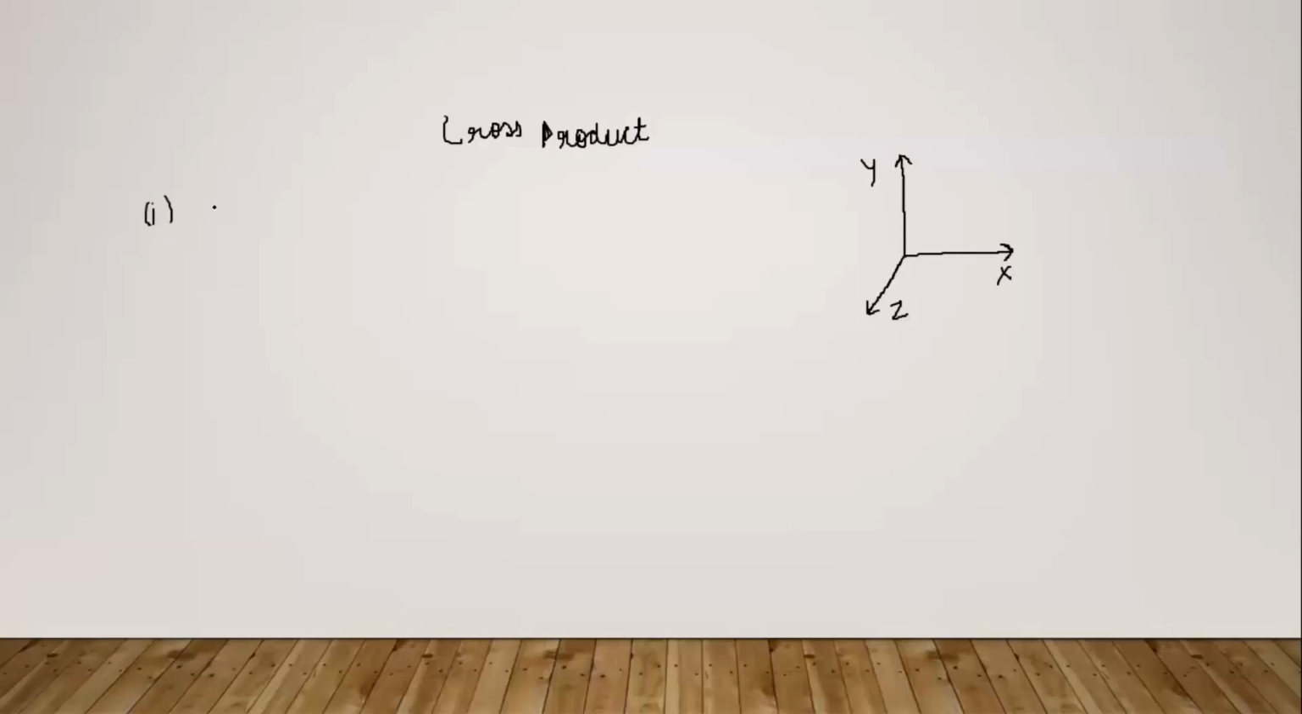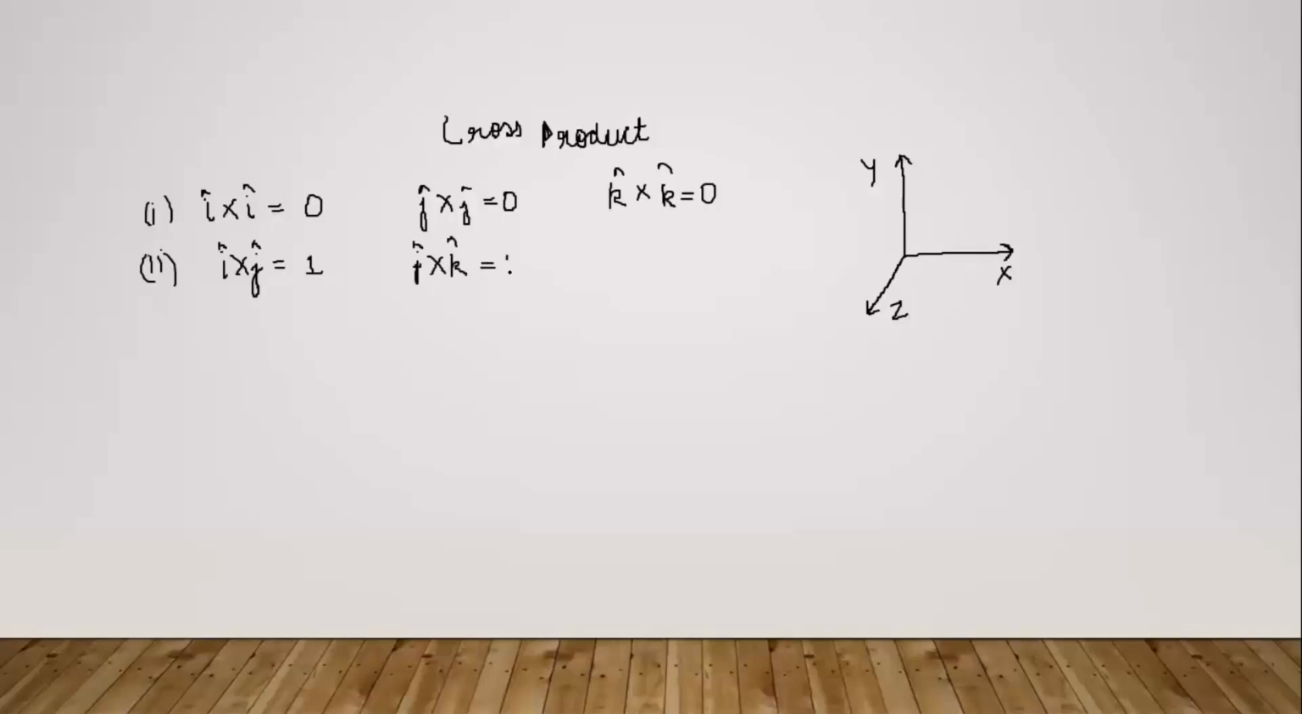So the first rule says that if the unit vectors are i, j and k, then i cross i will always be 0. Similarly, j cross j will also be 0 and k cross k will also be 0. Then i cross j will be 1. Let me put a cap here simply to denote the unit vectors. Then j cross k will also be 1 and k cross i will also be 1. The third rule says just the opposite, that is j cross i will be -1, k cross j will be -1, and i cross k will also be -1.